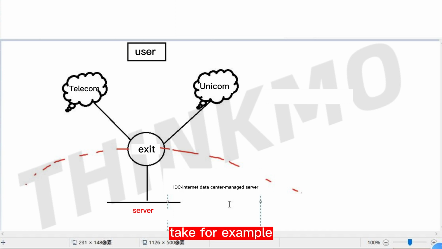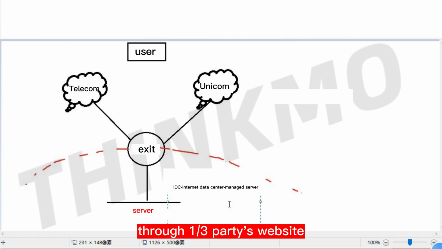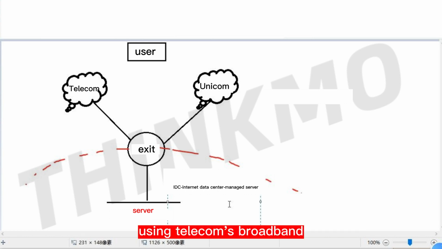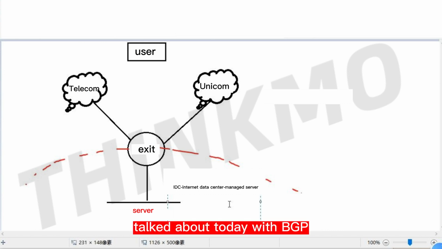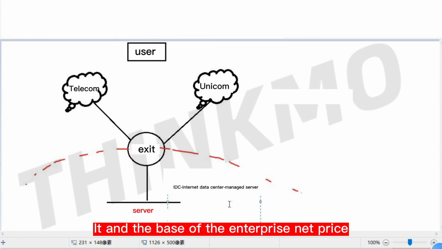Take for example, people often download some software from a third party's website. It can feel particularly slow when downloading. Using telecom's broadband, for example, could be fast, while it's slow using China Mobile's. Of course, this is not absolute. This has something to do with BGP, which we're talking about today. Usually it's the data center compared with the basic enterprise network.